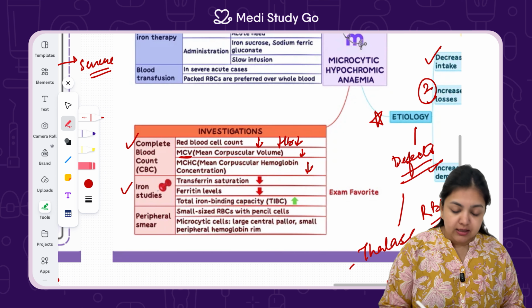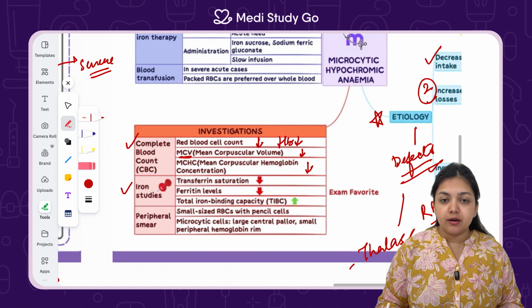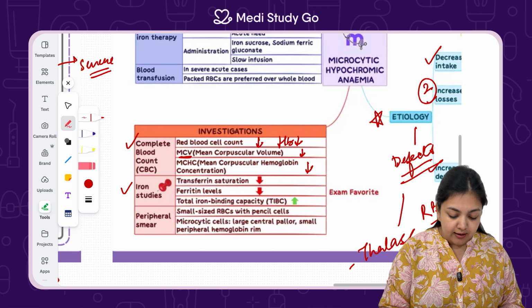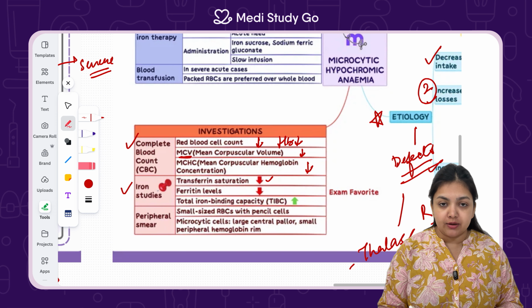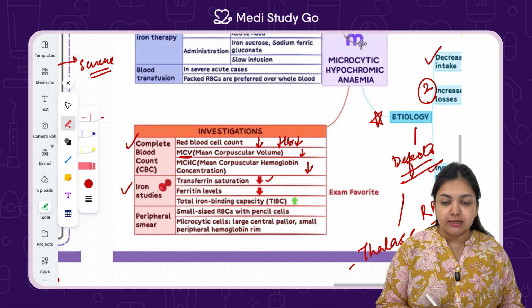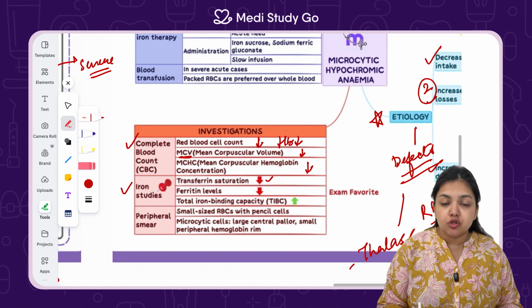If we do iron studies to test the stores of iron, how much is present in the body, transferrin saturation will be decreased because if less iron is present, less transferrin is being used to carry that iron from the gut to the liver.